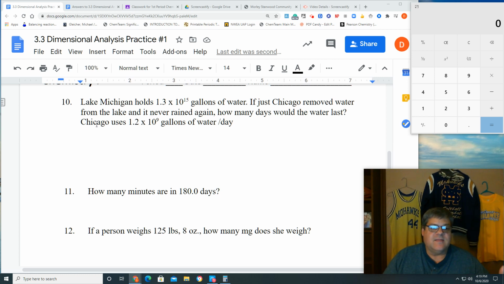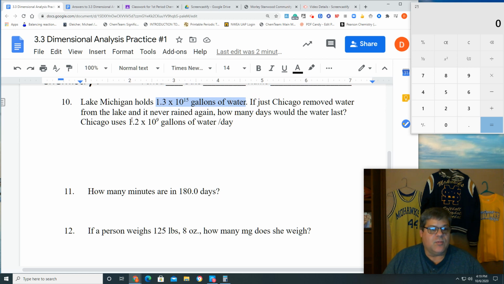Okay, and then we have to have a conversion factor. And in this problem, the conversion factor is Chicago uses 2.1 times 10 to the 9th gallons of water each and every day. So this is our conversion factor right here, and that's for one day. And this is how many gallons we're going to start off with.